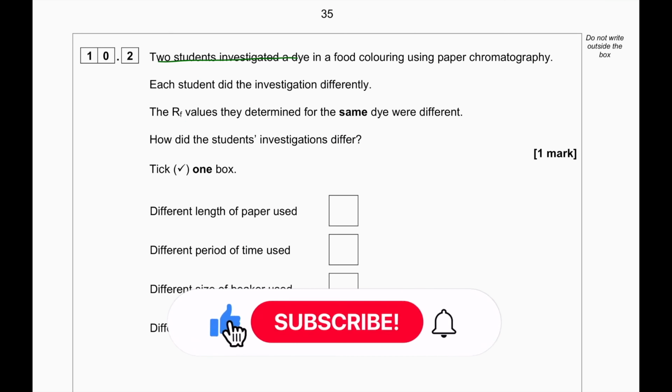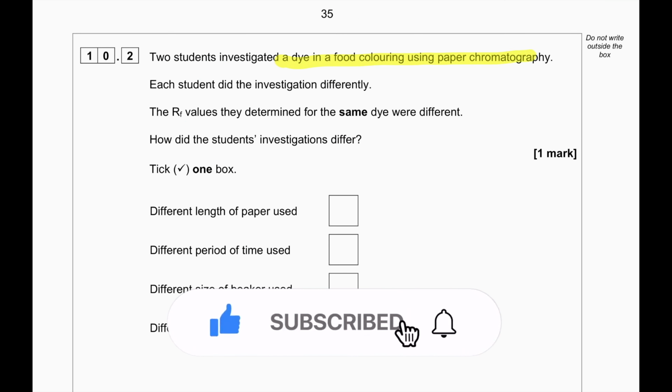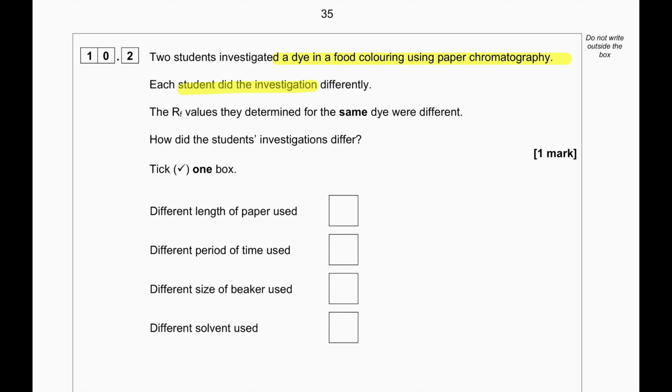Two students investigated a dye in a food coloring using paper chromatography. Each student did the investigation differently. The RF values they determined for the same dye were different. How did the student investigations differ? The students used different lengths of paper. Length of paper does not change the RF value.